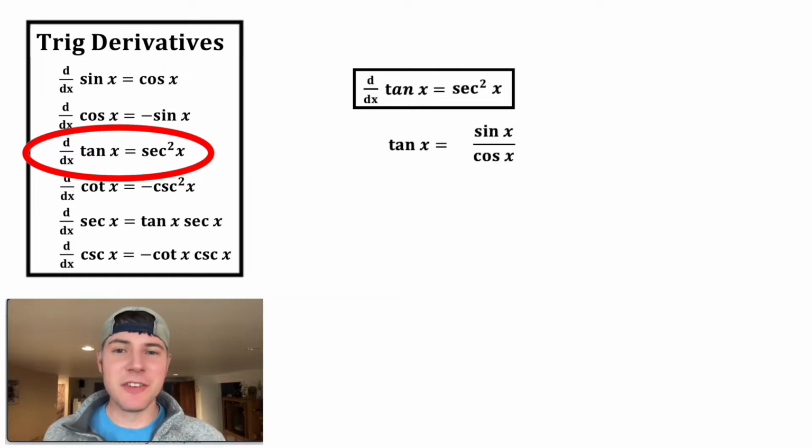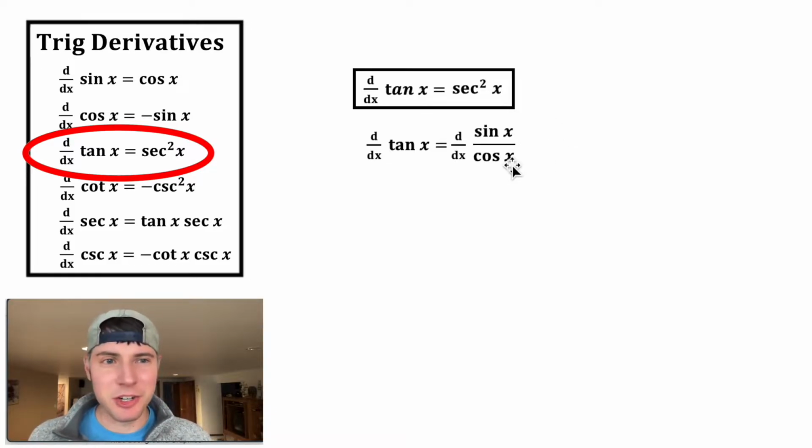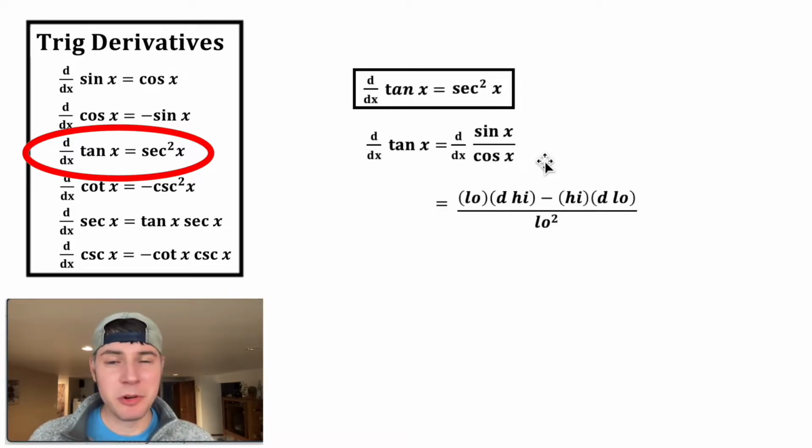So we know that tangent of x is equal to sine x over cosine x. So we're just going to take the derivative of that. In this case, we have a function divided by a function, so we're going to use quotient rule. I remember quotient rule as low d high minus high d low over low squared. And you've probably remembered something similar to this.